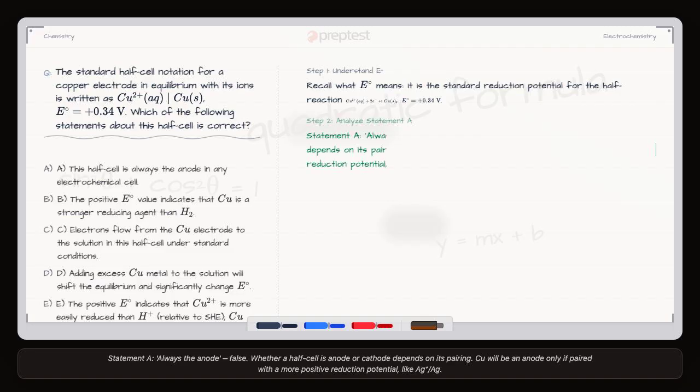Statement A, always the anode: false. Whether a half cell is an anode or cathode depends on its pairing. Cu will be an anode only if paired with a more positive reduction potential, like Ag⁺/Ag.